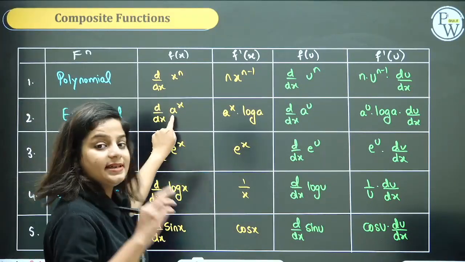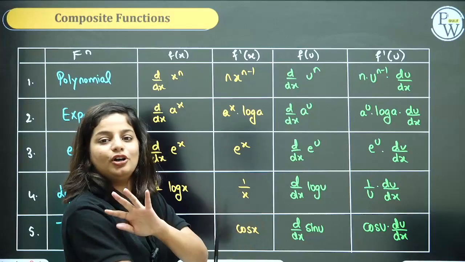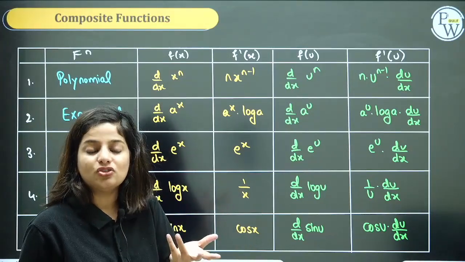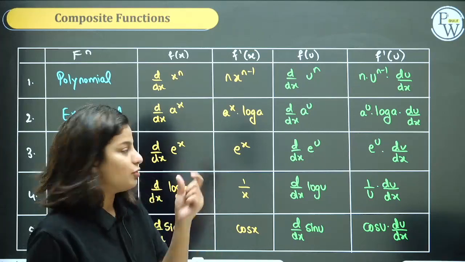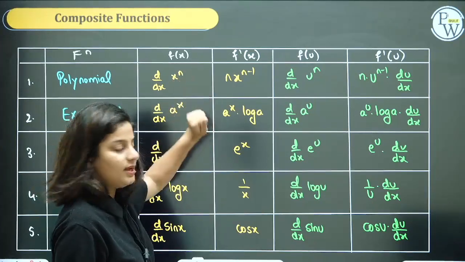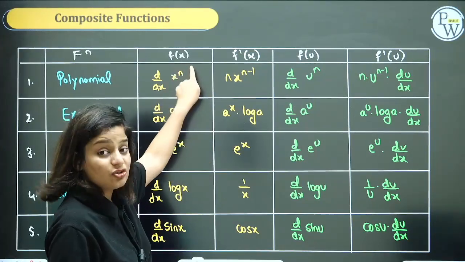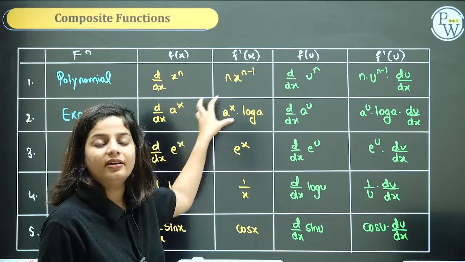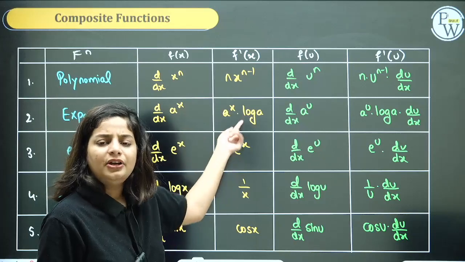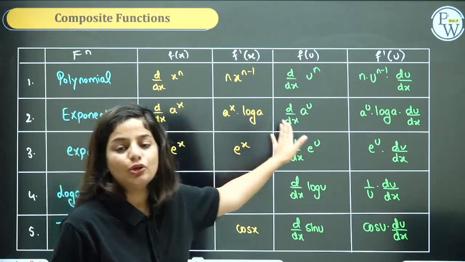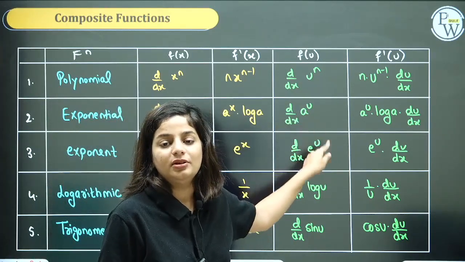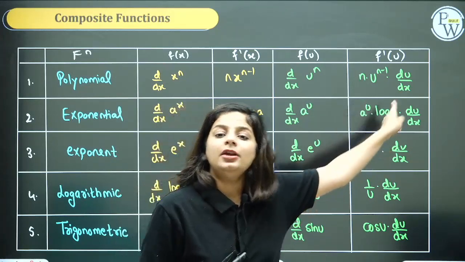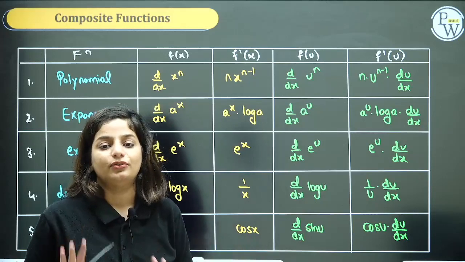Exponential functions are kind of converse of your polynomial function. Polynomial function has variable raised to constant, here it is constant raised to variable. Like 3 raised to x, 100 raised to x, etc. Derivative is a raised to x log a. Instead of x, now you have u. A raised to u derivative will be a raised to u log a, and by chain rule multiply with derivative of u.